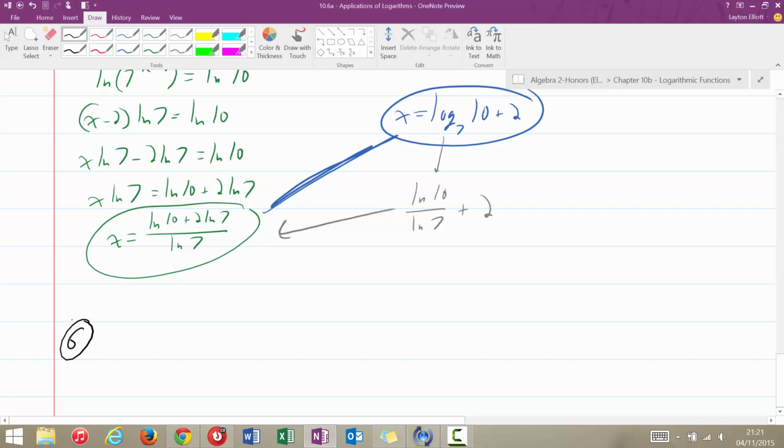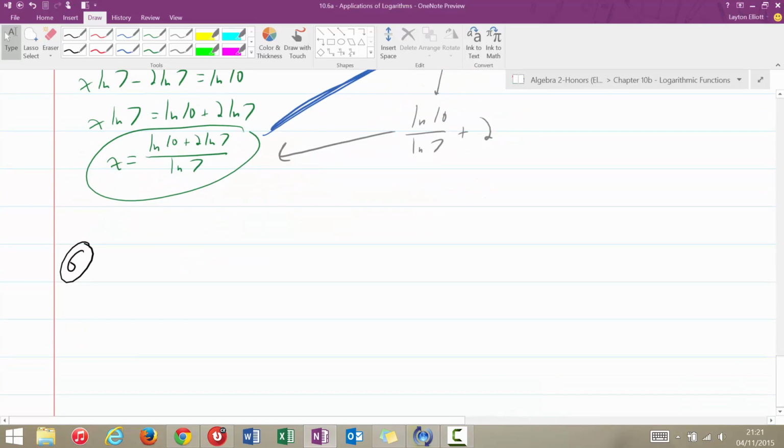Okay, let's do some other examples. I want to point to two types that we alluded to yesterday. One is if I have the log base 3 of x minus 2 plus the log base 3 of x is equal to the log base 3 of 10.